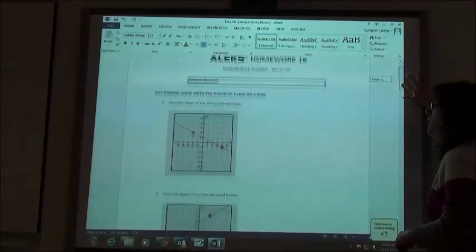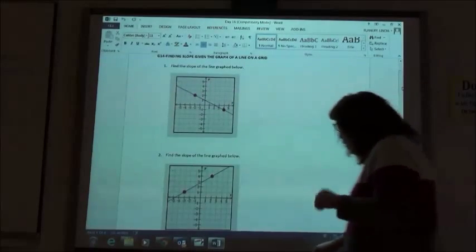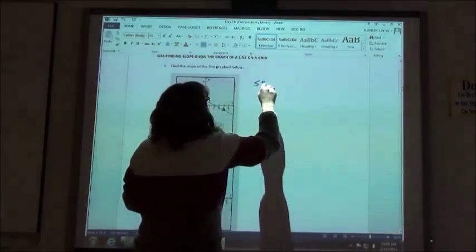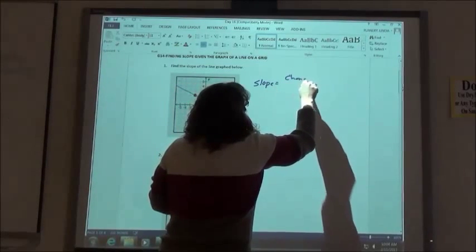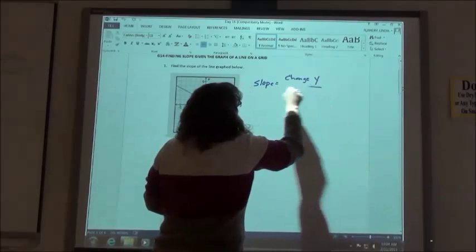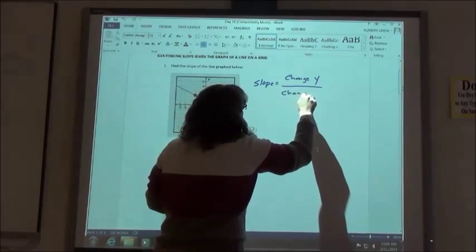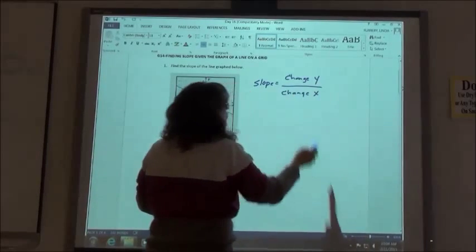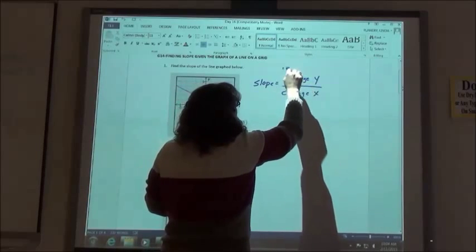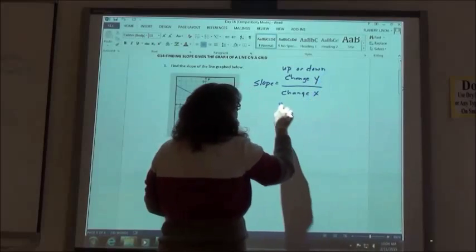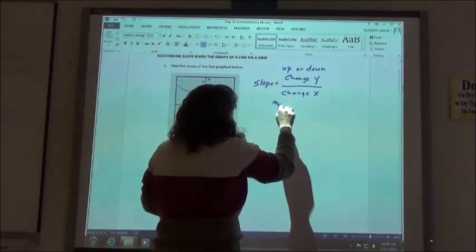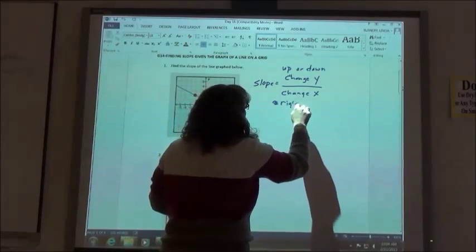I'm going to move this up here. So what slope is: it's the change in the y value over the change in the x value. Well, your y-axis goes up and down, and your x-axis goes, I'm going to write that x, right or left.